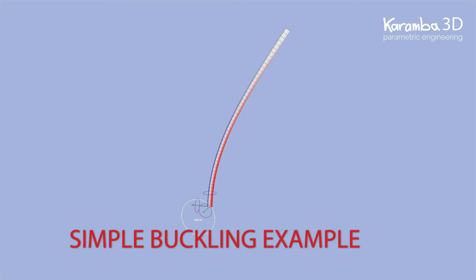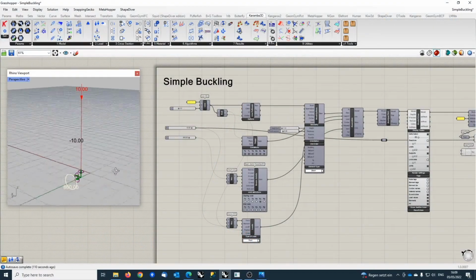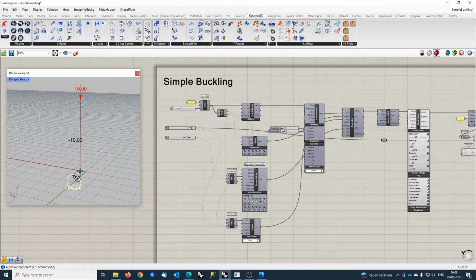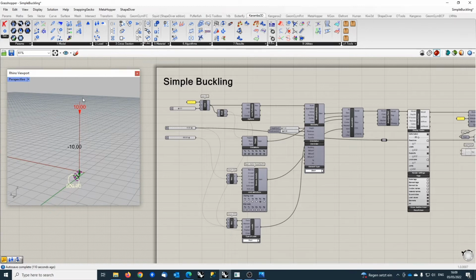Hello everyone, today I would like to talk about buckling and how you can deal with it using Karamba3D. For the example, I chose a very simple structure. It consists of a beam with a rotational spring at the bottom and a normal force at the top.